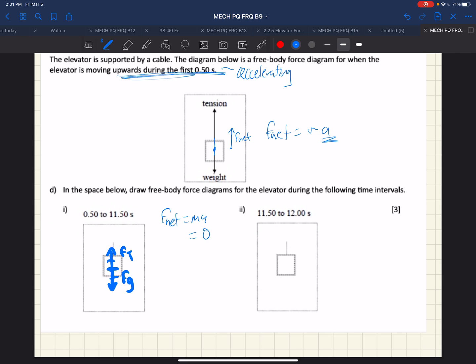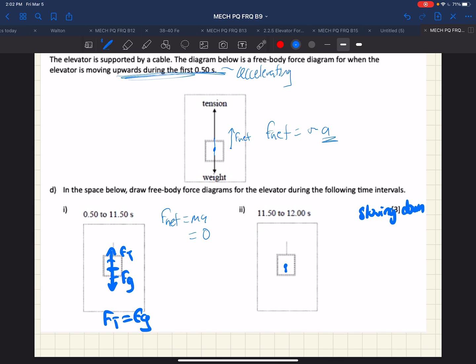and we want to label them. And so we even say Ft equals Fg. We want to eliminate any ambiguity about what we might be interpreting, what we're trying to say. In the second case, 11.5 to 12.0, this is the case where it's slowing down. It's slowing down at the top.